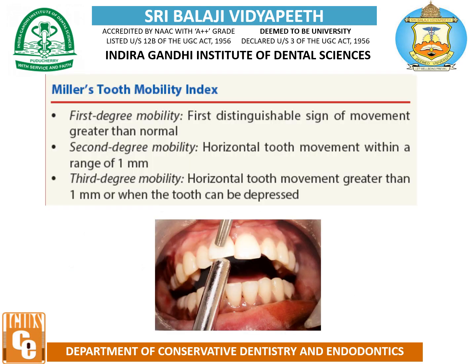Miller's Tooth Mobility Index. First degree mobility. It's the first distinguishable sign of movement greater than normal. Second degree mobility. Horizontal tooth movement with a range of 1 millimeter. Third degree mobility. It's a horizontal tooth movement greater than 1 millimeter or when the tooth can be depressed.